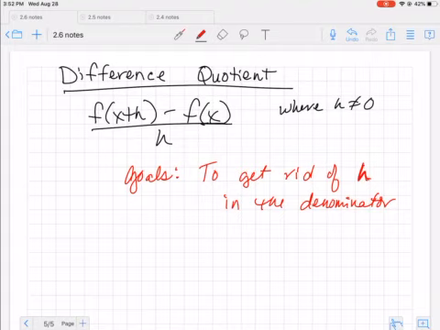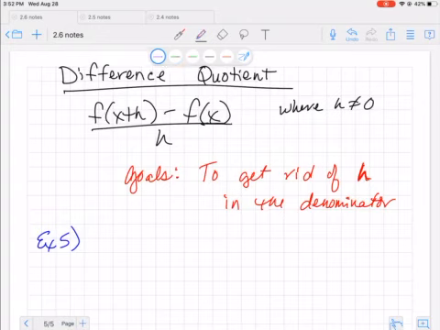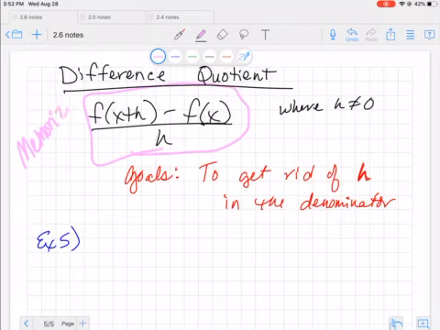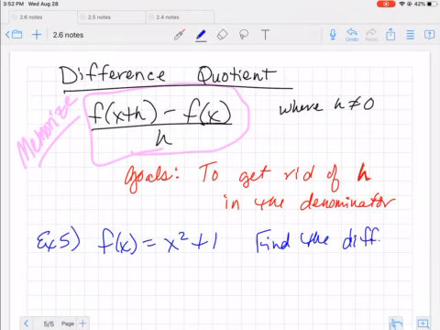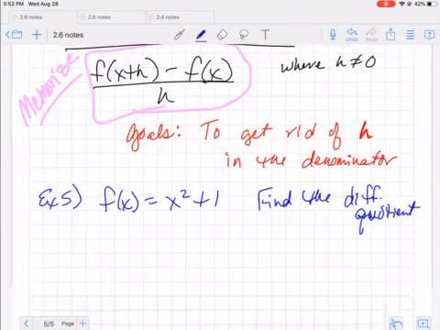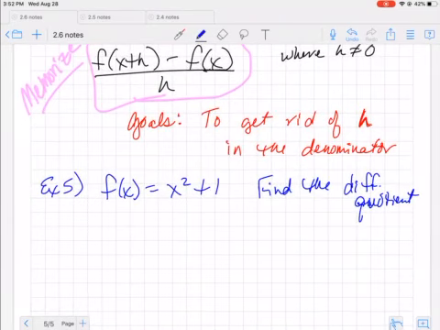So let's do that. Here is example 5. And I'm not going to give you the difference quotient. You're going to have to know it. So you're going to have this memorized. Memorize that. Okay. We're going to let f of x equal x squared plus 1. We are going to find the difference quotient: f of x plus h minus f of x, all over h.